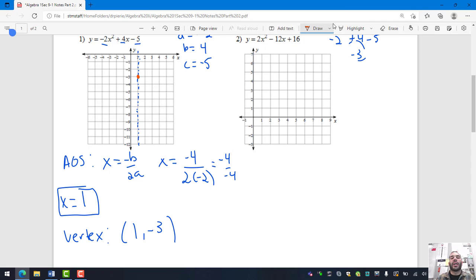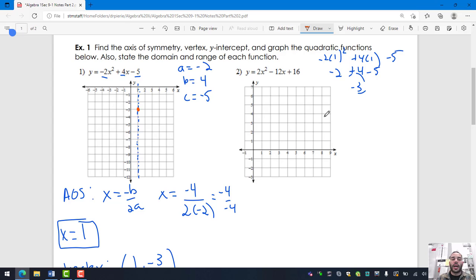Now, your vertex is going to be one of two things every single time. It's either going to be the top of the frowny or the bottom of the smiley. So you ask yourself, what am I dealing with right here? Am I dealing with a frowny or am I dealing with a smiley? To determine that, all you have to do is look at your A value. If A is positive, it's a smiley. If A is negative, it's a frowny. And because that is a negative number, we expect this to be a frown. We expect it to go down from that point.